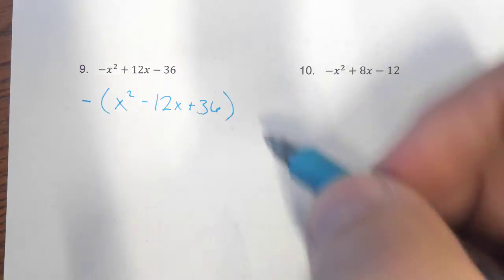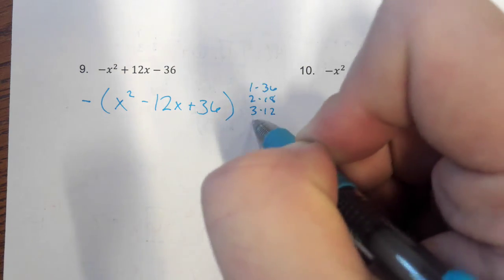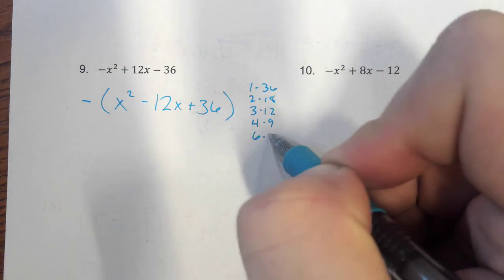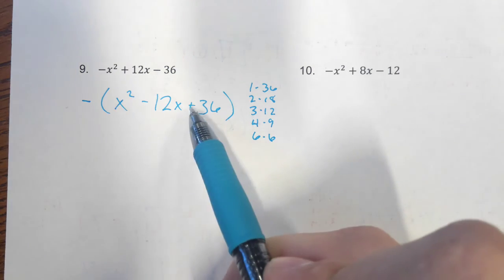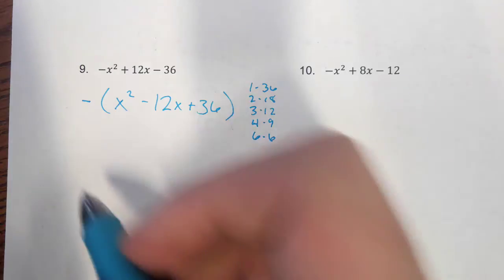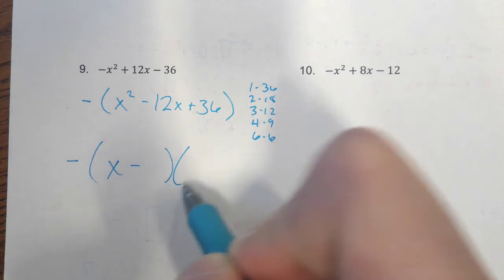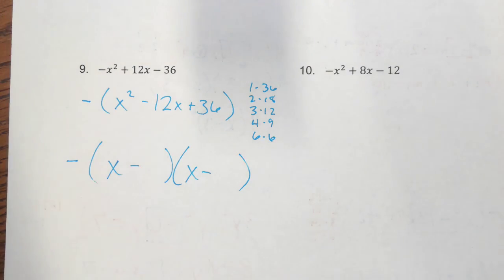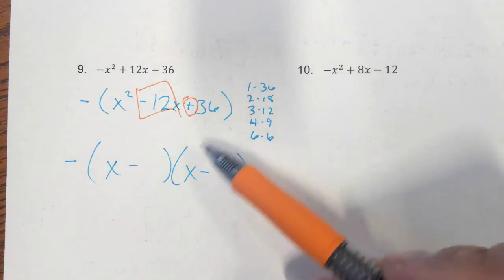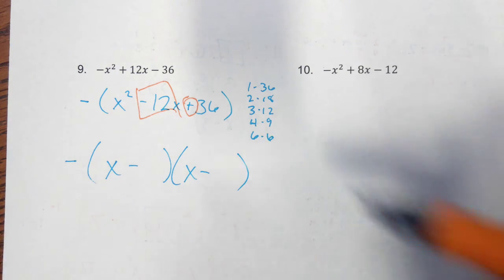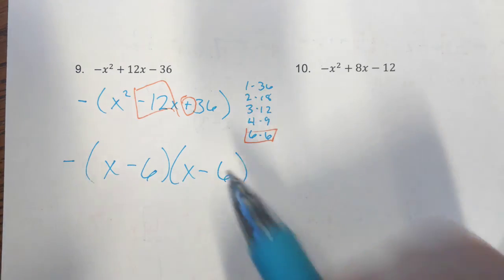And then we'll focus on 36. It's 1 and 36, 2 and 18, 3 and 12, 4 and 9, and 6 and 6. Those are all the factors of 36. Our third sign is positive, so we adopt the sign of the second for both. So don't forget that negative when you rewrite it. So we're going to have 2 x minuses. And which are the factors that add to get to 12? Which of these add to 12? Oh, right there, 6 and 6 add to 12. So we have x minus 6, x minus 6.